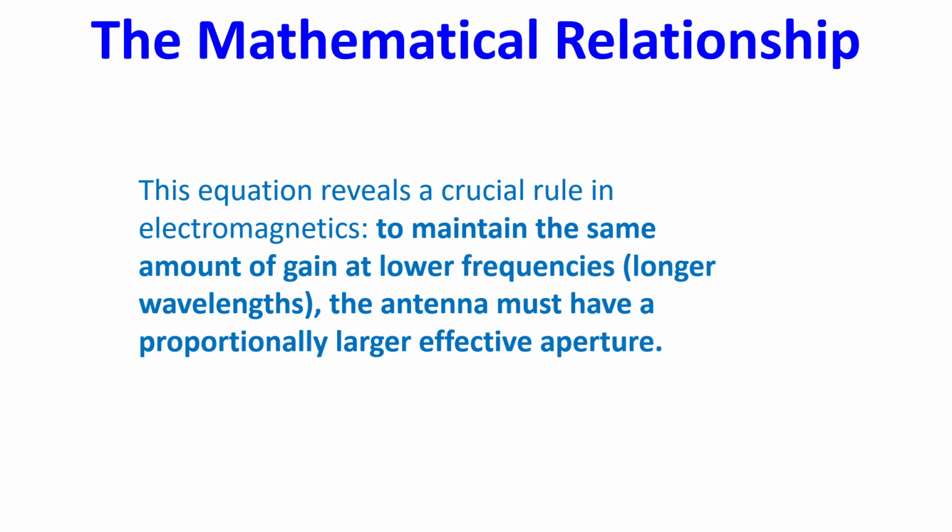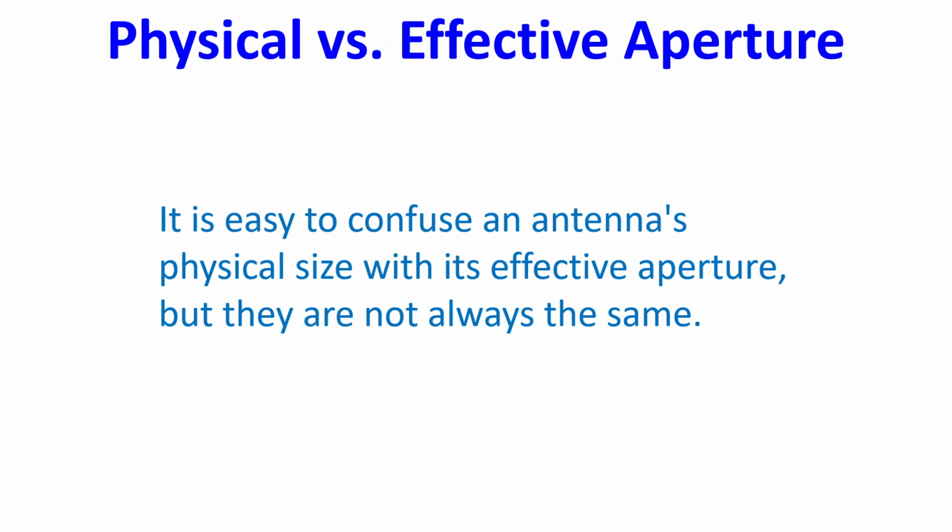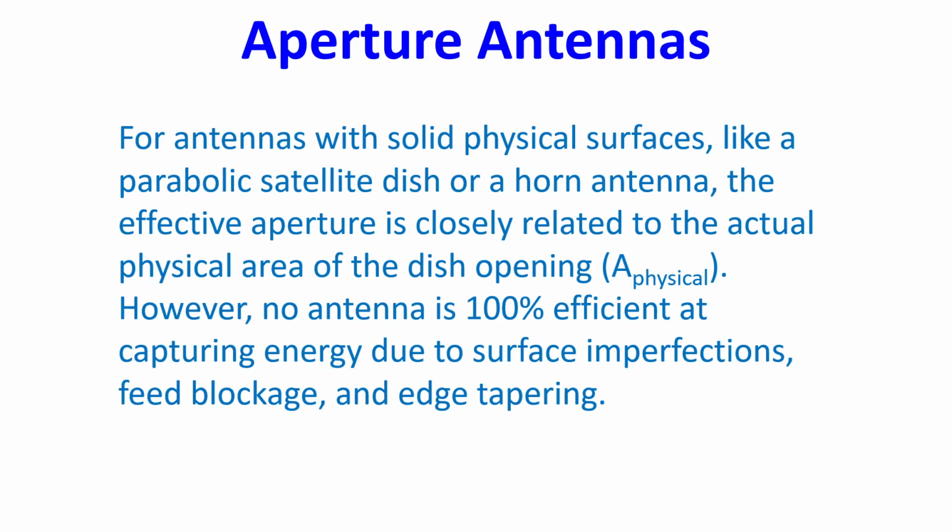To maintain the same amount of gain at lower frequencies, longer wavelengths, the antenna must have a proportionally larger effective aperture. It is easy to confuse an antenna's physical size with its effective aperture, but they are not always the same. For antennas with solid physical surfaces, like a parabolic satellite dish or a horn antenna, the effective aperture is closely related to the actual physical area of the dish opening, A_physical.